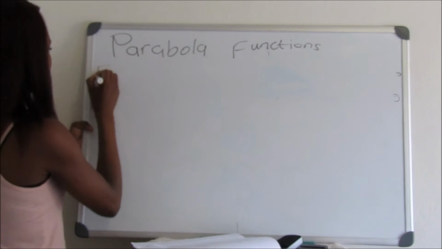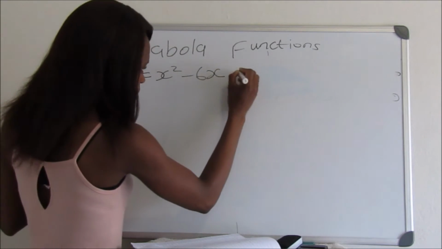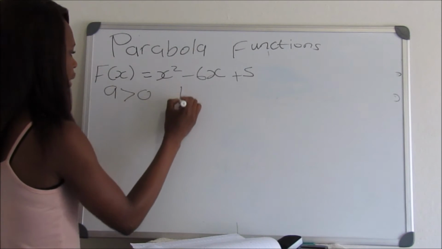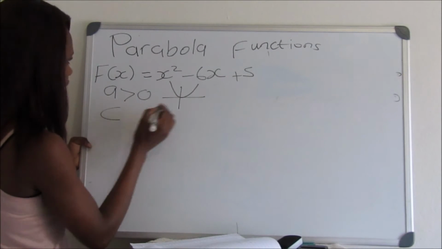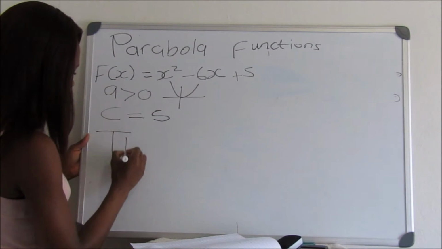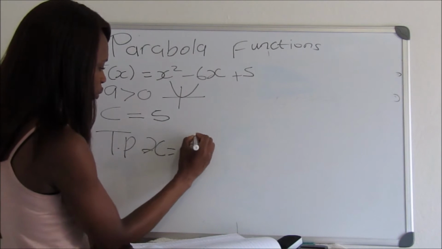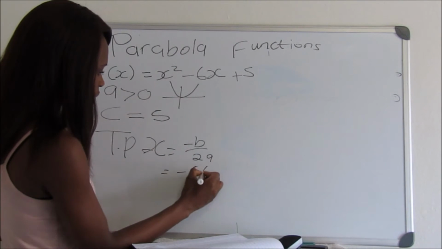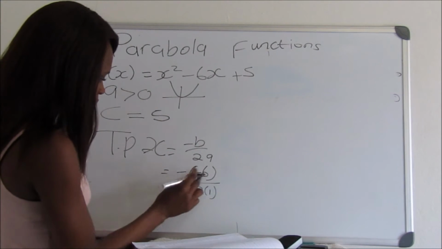Let's look at the equation f(x) equals x squared minus 6x plus 5. Just by looking at the equation, we already know that a is greater than 0, which means our graph will be looking upward. The c, our y-intercept, is equal to 5. Then the turning point: x equals negative b divided by 2a, where b is negative 6 and 2a is 2, so x will be 3.